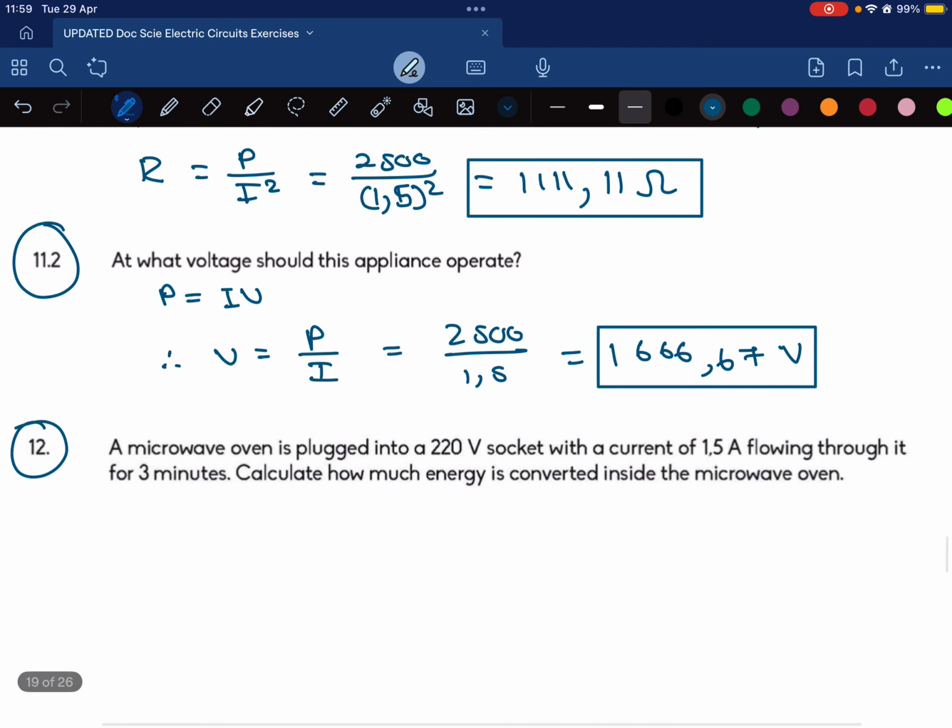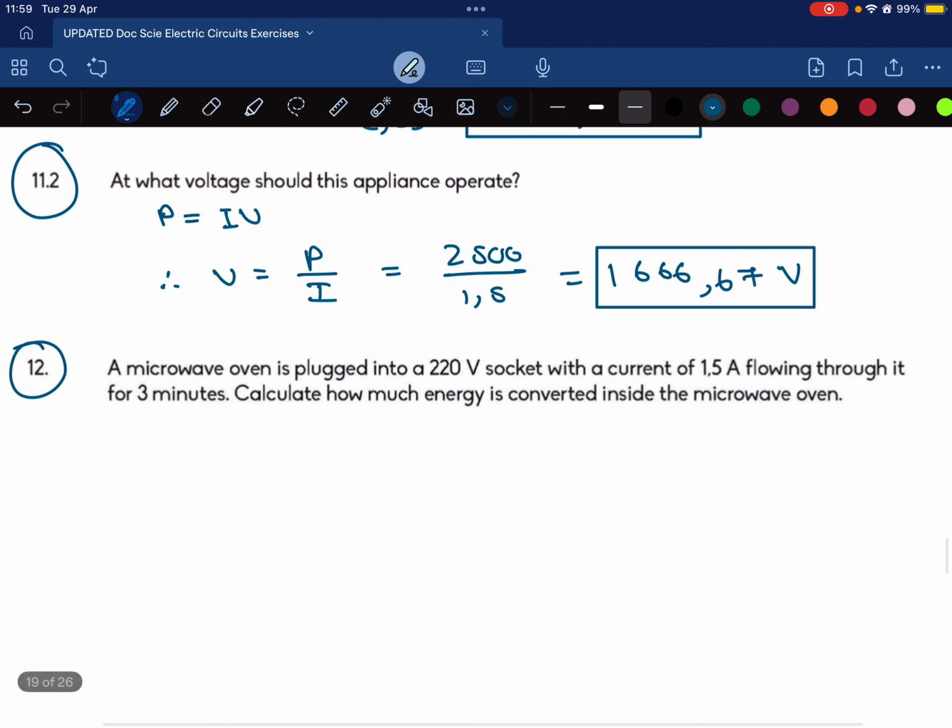Okay, number 12 says a microwave oven is plugged into a 220 volt socket with a current of 1.5 amps flowing through it for 3 minutes. So we have time, which I'm going to already put here is 180 seconds. Calculate how much energy W is converted inside the microwave oven.